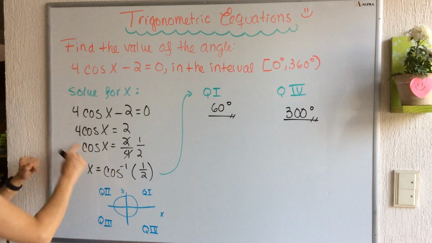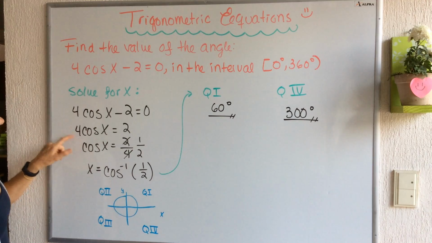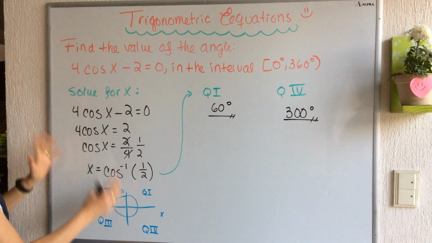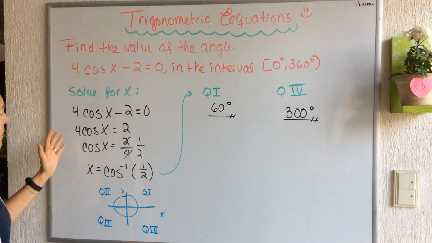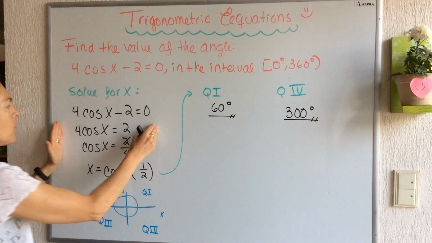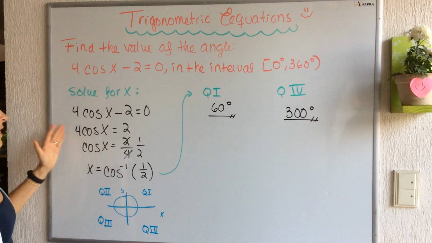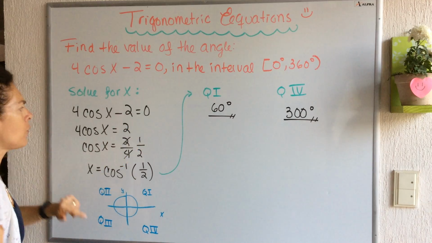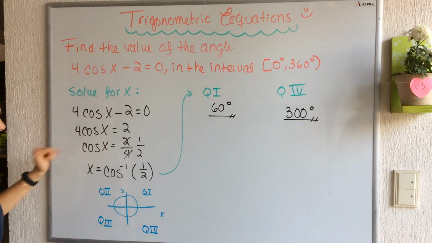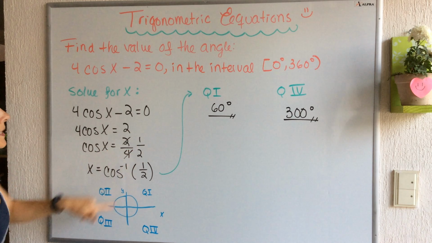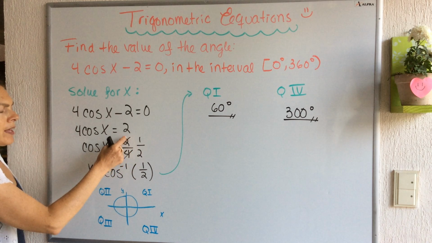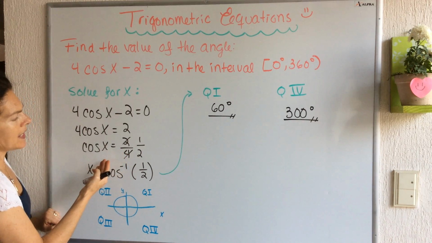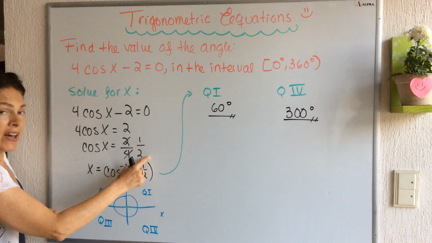And then, as we want to cancel this 4, which is multiplying cosine of x, we are going to multiply by the multiplicative inverse on both sides of the equality, and we are going to have 1/4 times 4 cosine of x equals 2 times 1/4. So in the end we cancel this 4 and we get cosine of x equals 2/4, okay? And then we simplify this fraction because we can cancel out a 2 and we get 1/2.